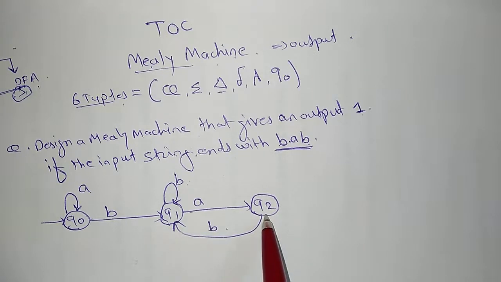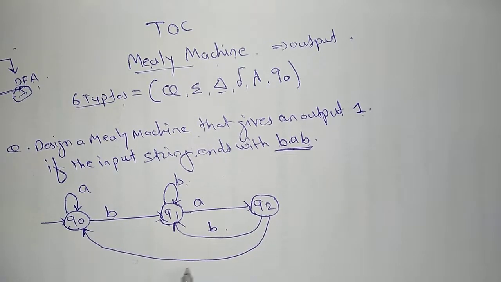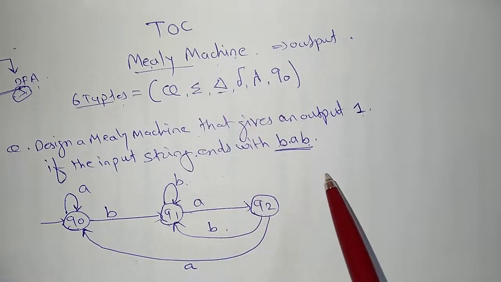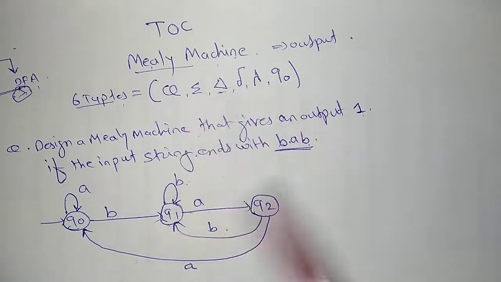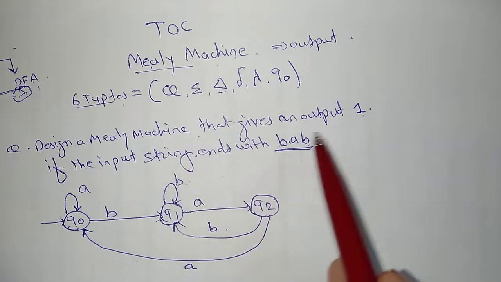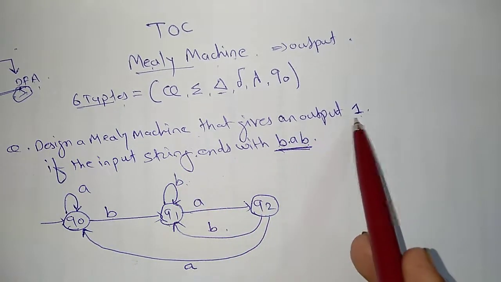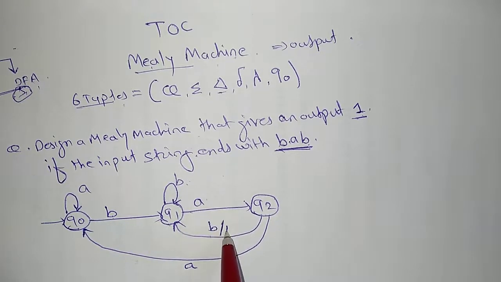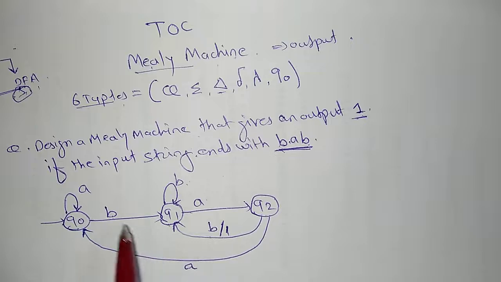Now we'll check for Q2. A is finished. What about B? What about A? With A, I can go to some other state. As I told you, in Mealy machine we have to associate it with output also. And what is the output? Whenever BAB occurs, it must output 1. That means the string is going to be accepted. Else the output should be 0.